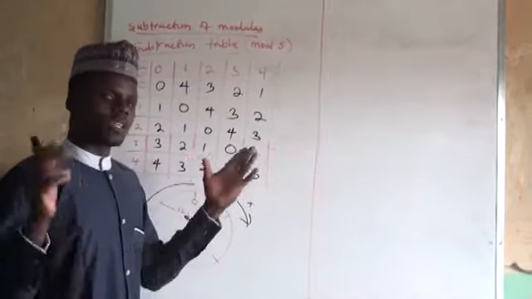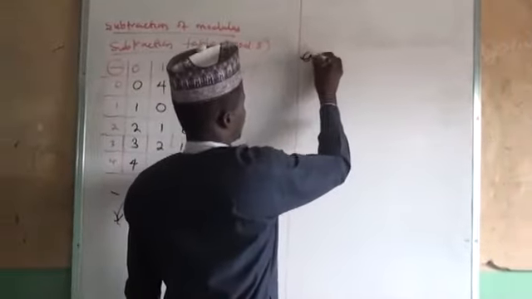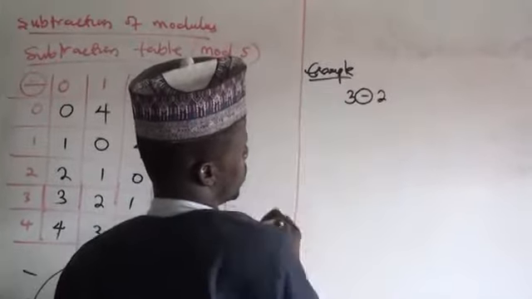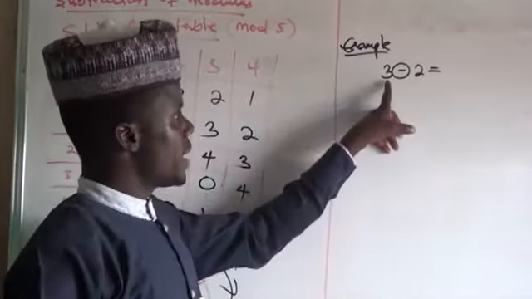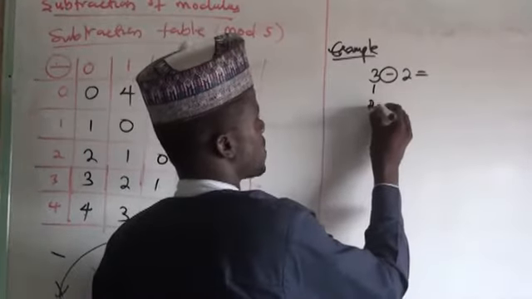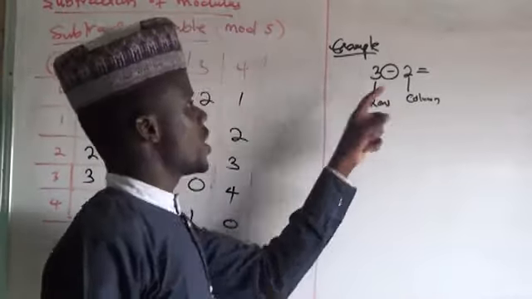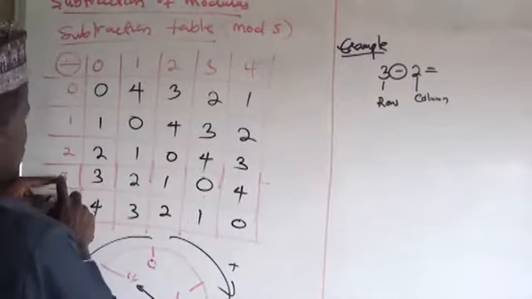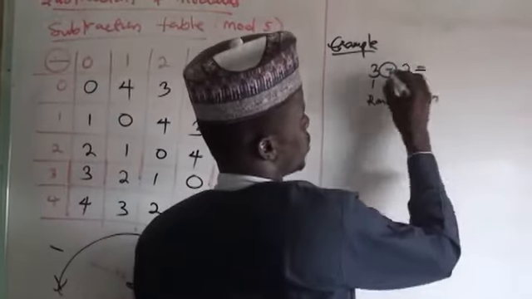And also there are some questions that used to follow under subtraction or addition. Let's take for example now. When we say 3 minus 2, what is going to be 3 minus 2? The first number will refer to the row, while this one will refer to the column. So now we check the third row. This is 3, then under column 2. Then we trace here. Here we have 1. So 3 minus 2, we have 1.